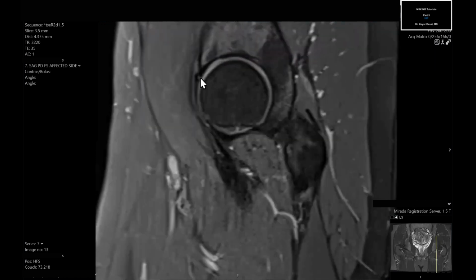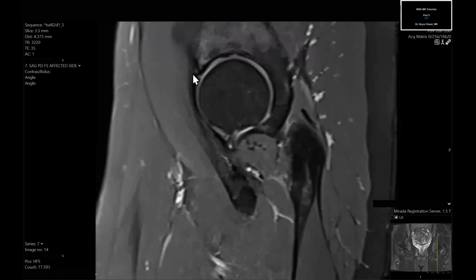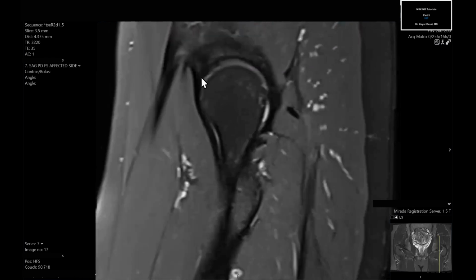The other thing to look for is if there are large cysts adjacent to the labrum. These paralabral cysts can be an additional indicator that there's underlying labral abnormalities, tearing, or degeneration.